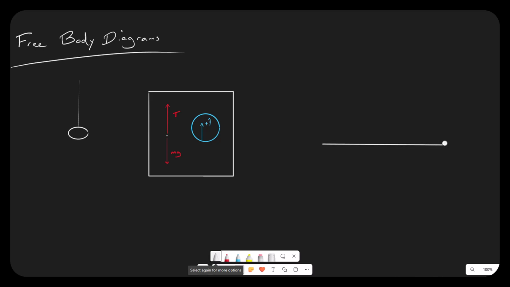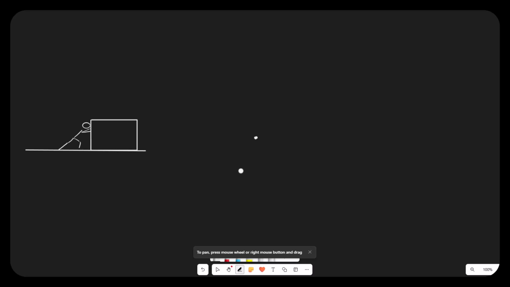Next up, we'll do a person pushing a block on a horizontal floor. So, horizontal floor, put our block, and we'll have someone pushing this. So I'm going to draw a free body diagram for the block. I will represent the block with a dot. Pretty standard. And then draw the forces acting on it.